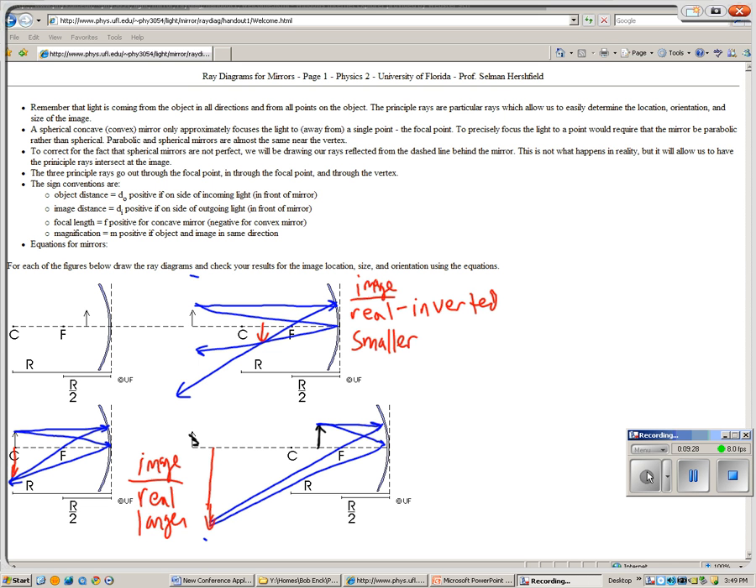Now if I put my object right at the focal point, let me go ahead and do that. I'll erase this here. I'm going to put my object right at the focal point, right there. What will happen is I'm going to end up with no image because all the light rays that come off of this object are parallel to each other. So I draw it parallel to the principal axis, goes through the focal point, draw it down to the vertex, comes off parallel, and they don't intersect. They're all parallel. So here, there is no image.